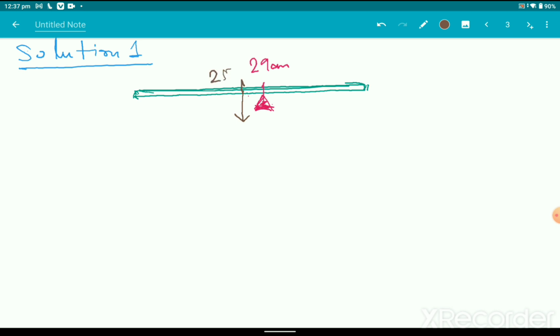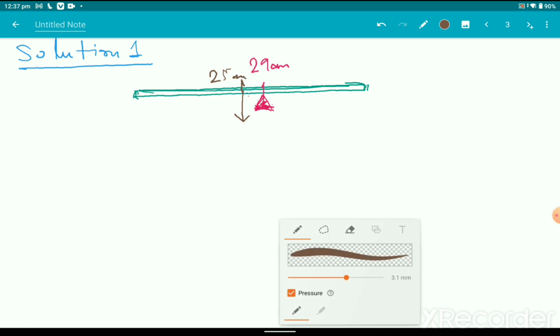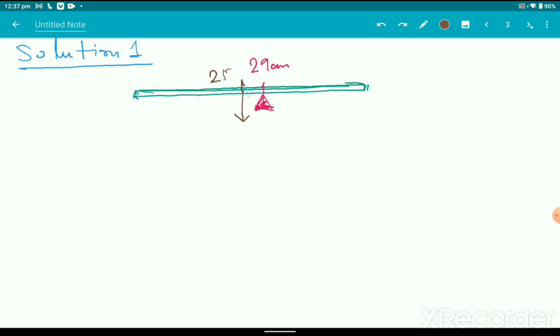Just write it to avoid any kind of confusion. Okay, this is the 25 centimeter mark. Now as we don't know the weight of the rule, let us consider that the weight of the rule is W gf. So we can write W gf here. Okay, fine.